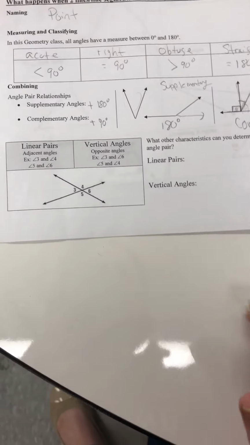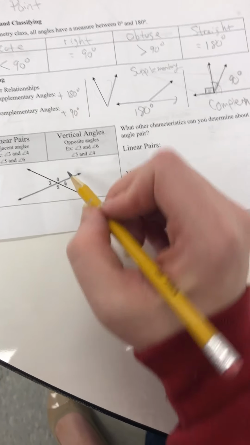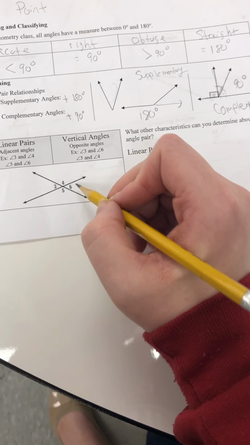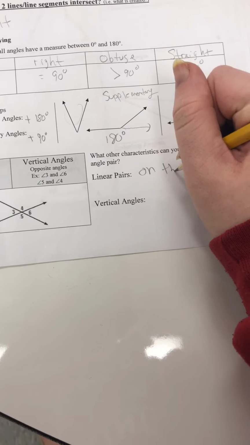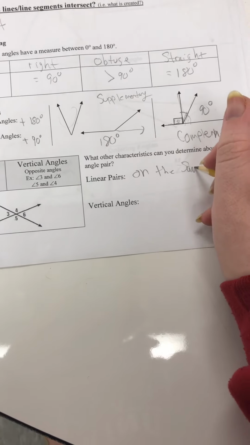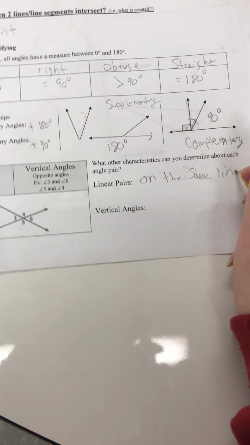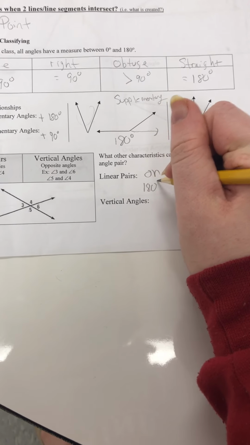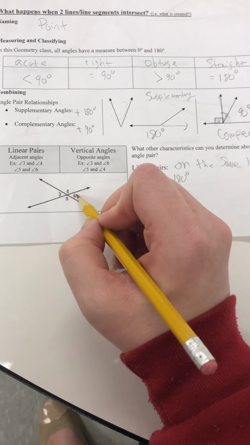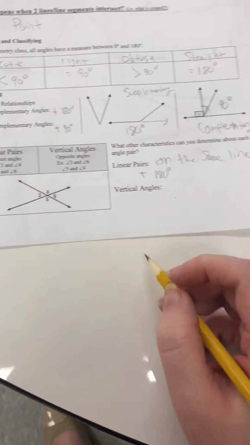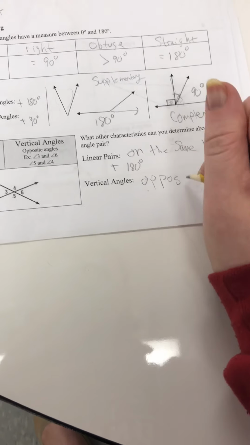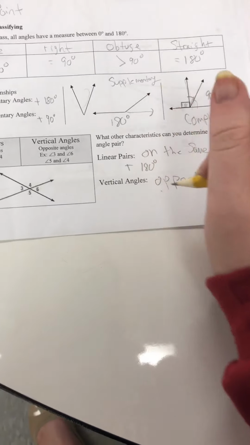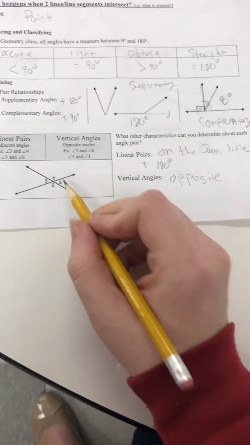All right, so we also have these things called linear pairs. So for example, 3 and 4, 5 and 6, that just means they lie on the same line. And that means they add up to 180 degrees. Vertical angles are the ones across from each other. So 3 is across from 6, 4 is across from 5. Vertical angles are opposite of each other. And when angles are opposites of each other, it means they are equal. So it means they're going to have the same measure.